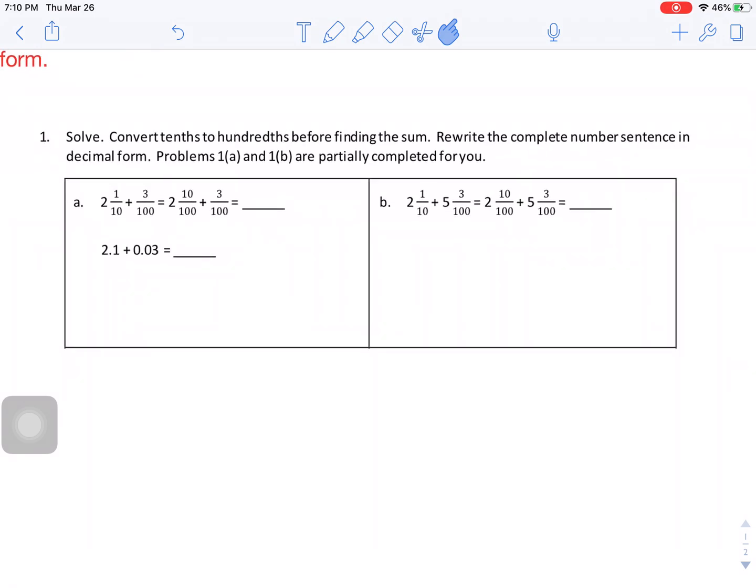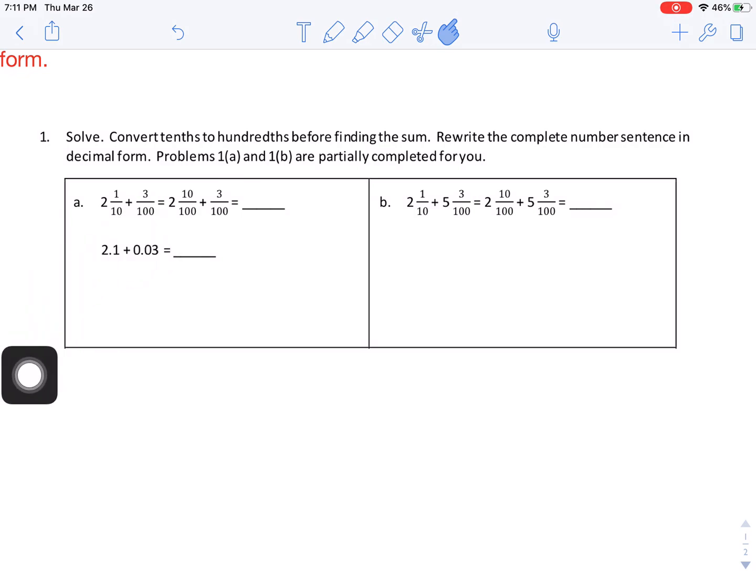It says, number 1, solve. Convert tenths to hundredths before finding the sum. Rewrite the complete number sentence in decimal form. So problems 1A and 1B are partially completed for you. So those are these two. I will show you what they mean by it's already completed for you. So this would be the actual problem, 2 tenths plus 3 hundredths, and they would like you to solve that.